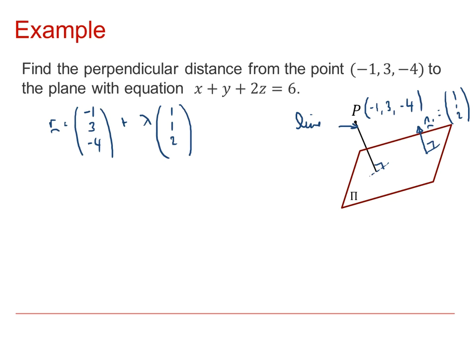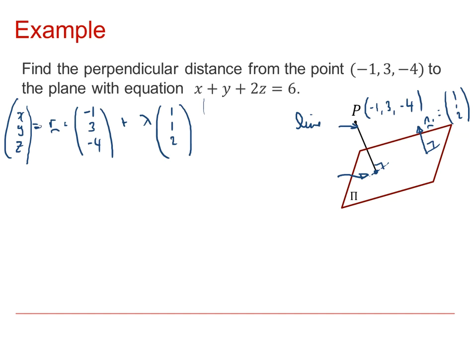We want to know where that line meets the plane, so we're trying to find out the coordinates of this point here. To do that we can substitute the equation of the line into the plane. So the line equation and the plane equation must be equal to each other. Reading off, remember that r is just x, y, z. So we can see that x is -1 plus lambda.